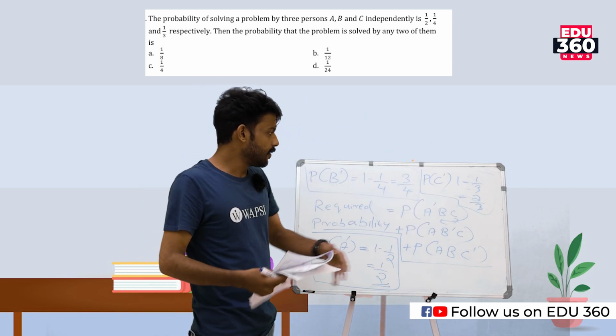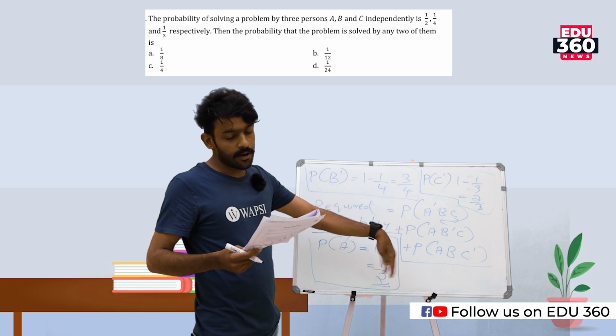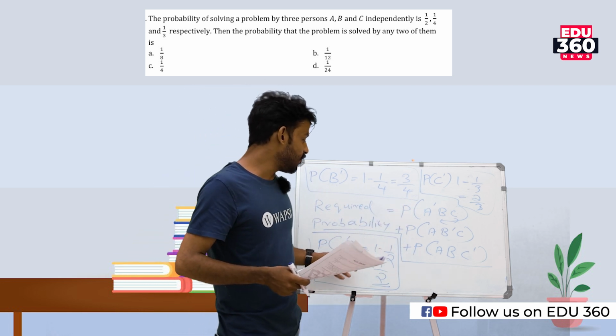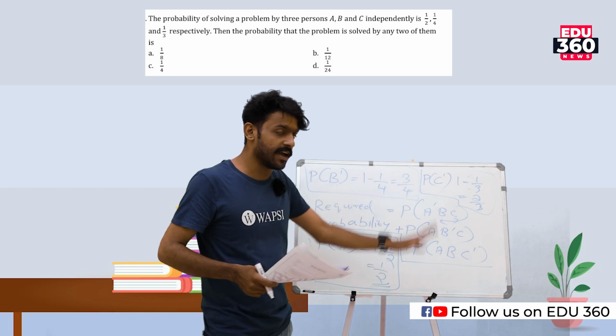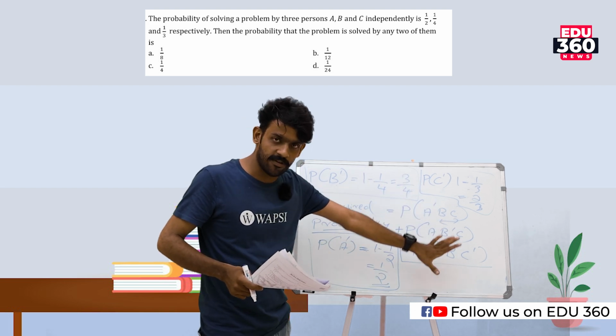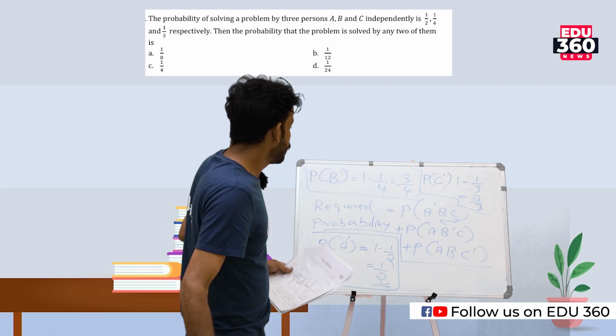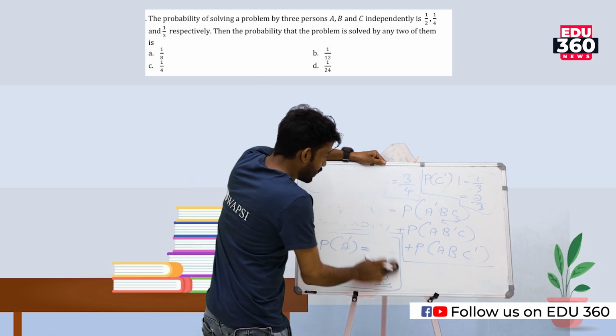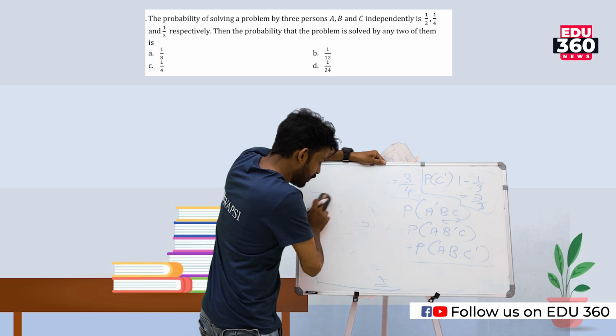So hereafter, we already know what is P of A. We know the value of P of A, P of B, P of C, and now we need the value of P of A dash, B dash, C dash. So hereafter, just substitute the values here. We will get the final answer. So the required probability, again A dash B C.